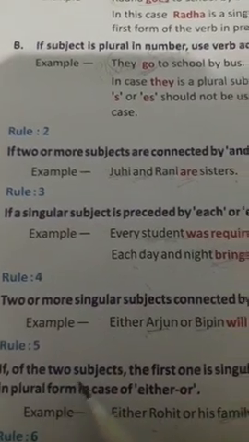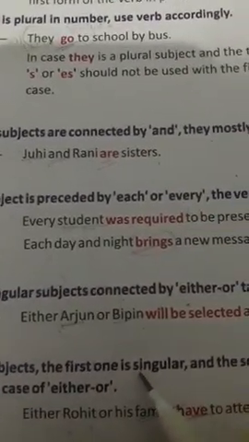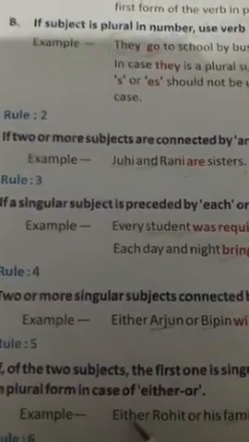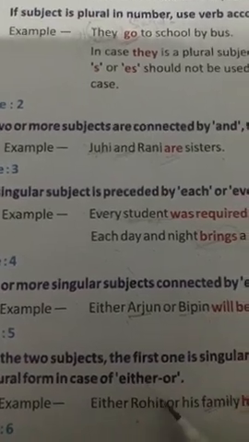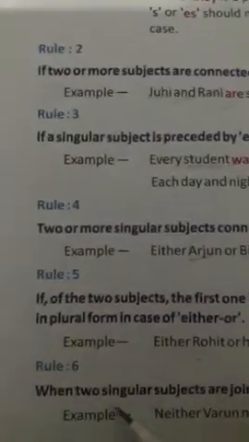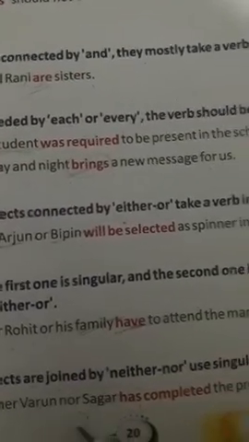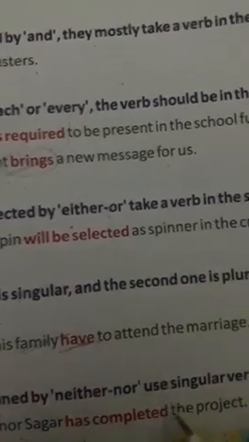If of the two subjects the first one is singular and the second is plural, then in this case also we take the verb in the plural form, in case of either or. When two singular subjects are joined by neither nor, then we use the singular verb.